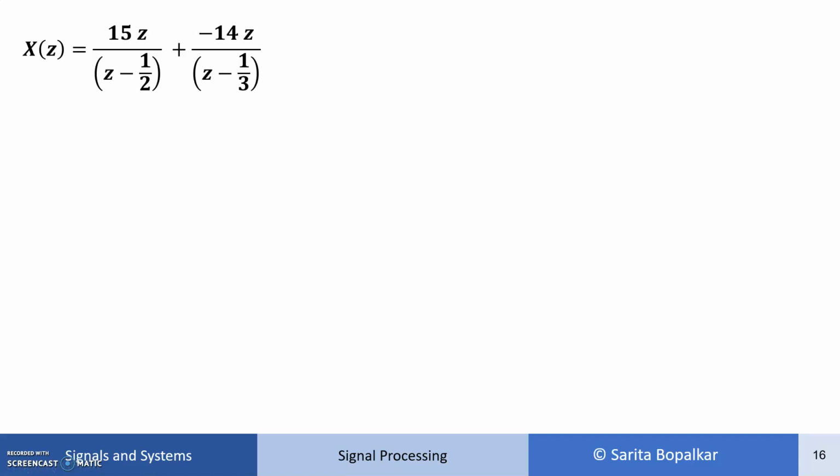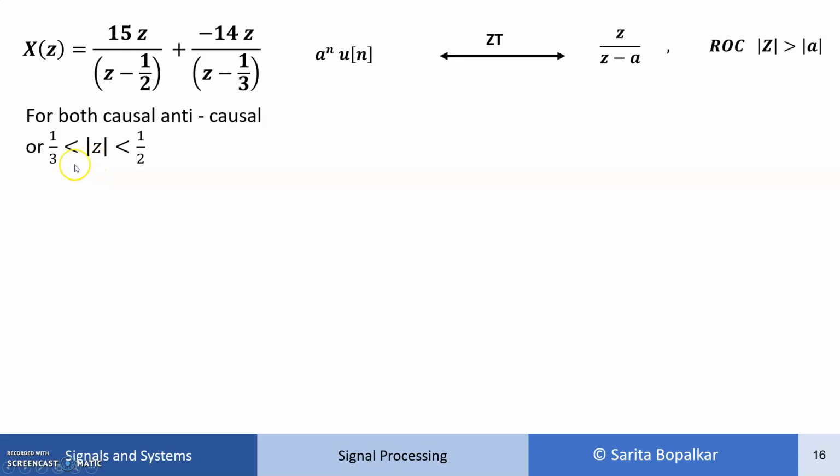Now in the last condition, we can take a combination of both causal and anti-causal. So we need both the formulas. Here ROC is mod z greater than 1 by 3 and less than 1 half. Greater than the lowest value and less than the highest value. Let's see. When we want mod z greater than 1 by 3, which formula will we use? Mod z greater than 1 by 3 means the formula for causal. For z upon z minus a, we'll take the inverse a raised to n u of n. So here we want mod z greater than 1 by 3, which means this z upon z minus 1 by 3. For this, we'll apply this formula.